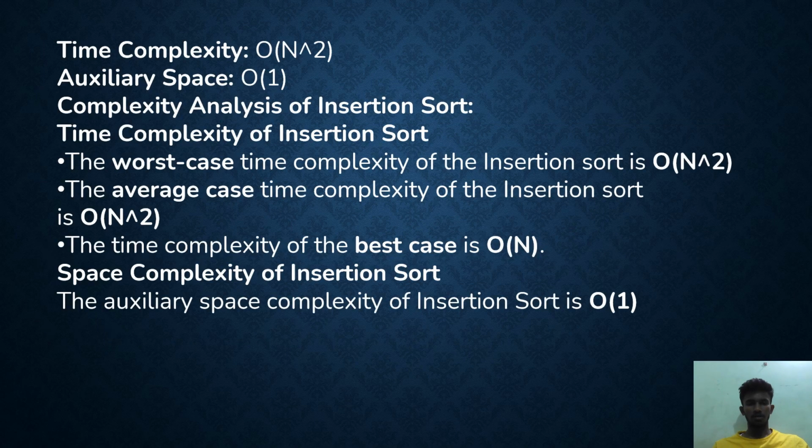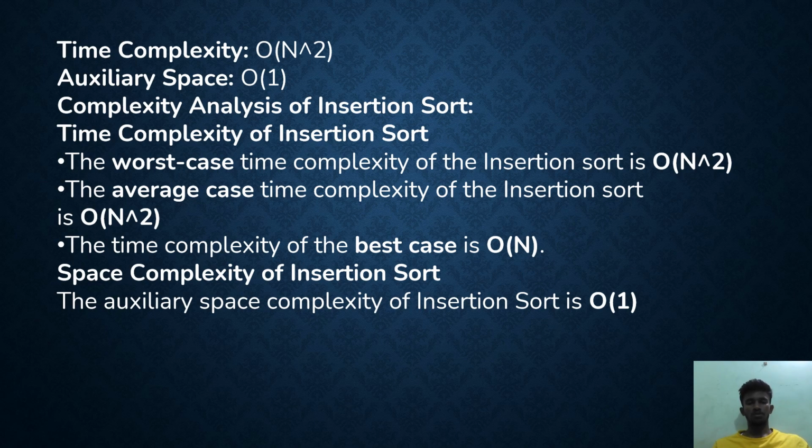Let's move on to the time complexity. Time complexity is how much time it takes to complete the execution of the program, and the time complexity of insertion sort is big O of n squared. Space complexity is how much space it takes to complete the execution of the program, and the auxiliary space is big O of 1.